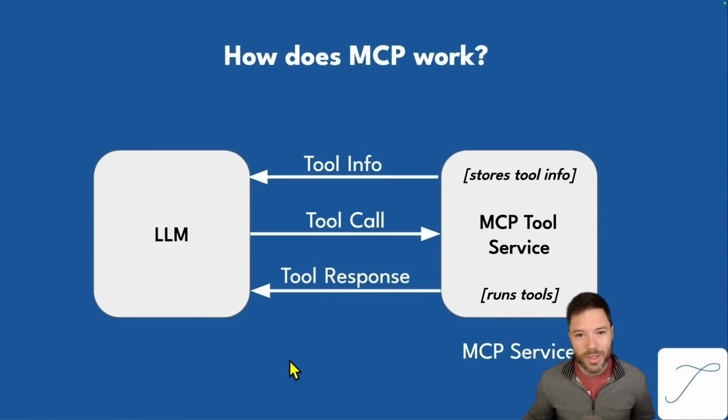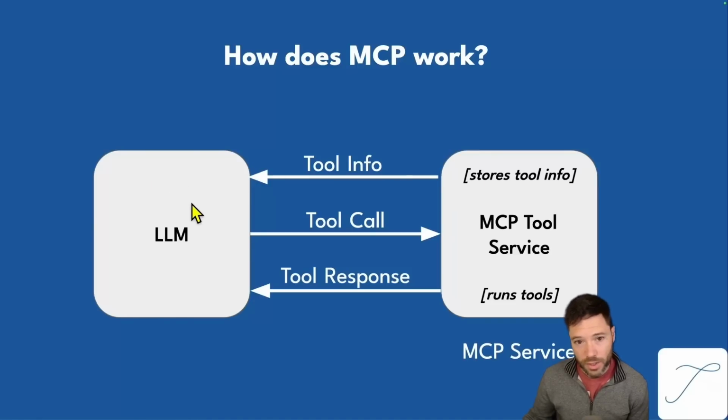Now, here's how it works. Here's how the protocol works specifically for a tool service. You have your large language model and you have your MCP tool service. The tool service will store information on that tool. Let's say it's again the GitHub tool. So it will store the list of API endpoints, the list of tool calls that can be made, and it will provide that information so it can be injected into context for your LLM. So now your LLM knows that these tools exist because it's gotten that info from the tool service.